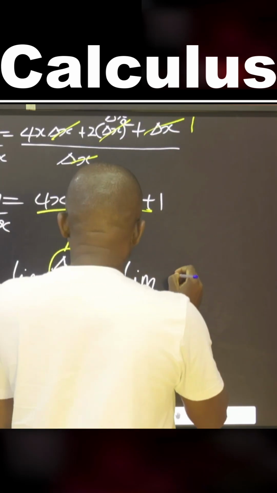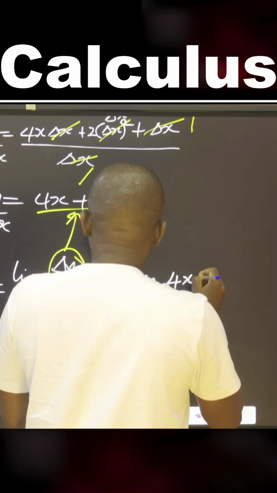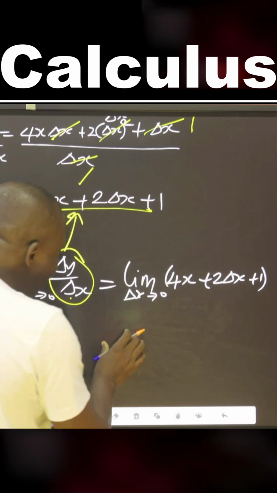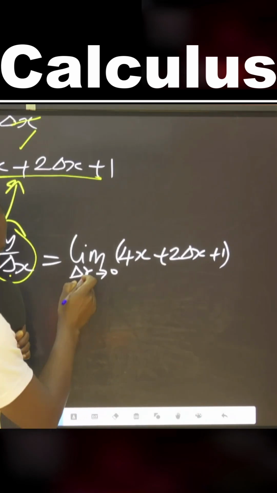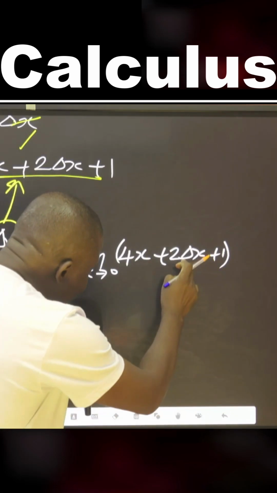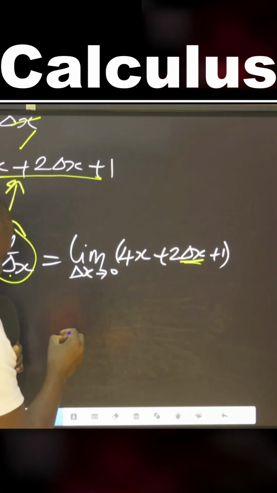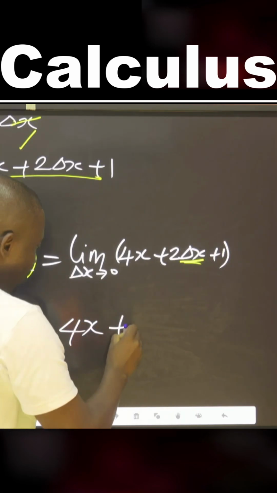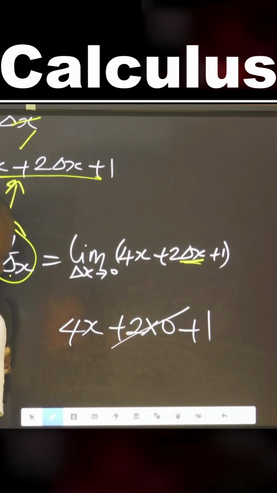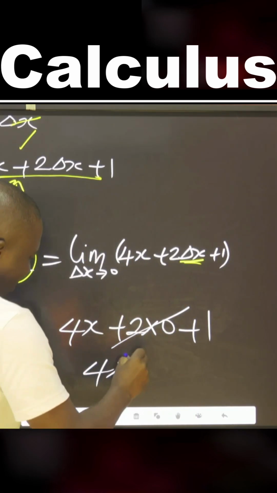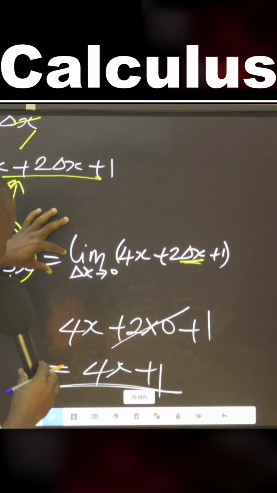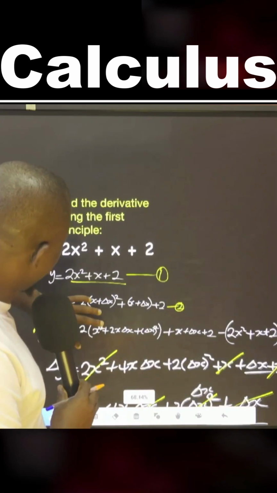Just to replace it with 4s plus 2 delta s plus 1. Now, I want to ask you, as this delta s is tending towards 0, which of this will be affected? It is this guy that will be affected. It means, therefore, we are going to have this plus 2 multiplied by 0 plus 1 because it's going towards 0. So that renders this one useless. We have left now this, okay? This is the answer.